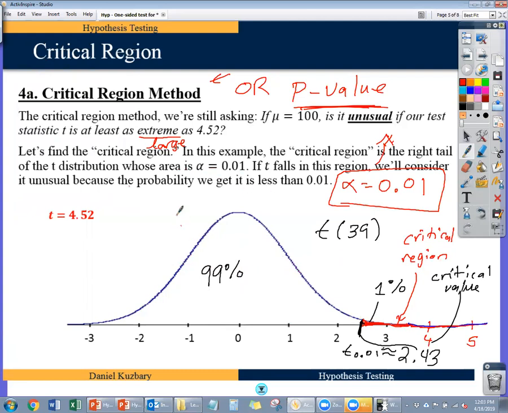And so the way this method works is if our test statistic falls in the red region, we're going to call it unusual. The chance of it happening is under 0.01. And obviously it does. The test statistic falls right here, 4.52. So it's in the critical region. And because it's in the critical region, we're going to say it's rare, it's unusual, and we're going to reject the null hypothesis. So this is a really extreme value. And if it is really extreme, this is probably wrong. We're going to say that this hypothesis, mu is equal to 100, is wrong because this is super extreme if that's true.